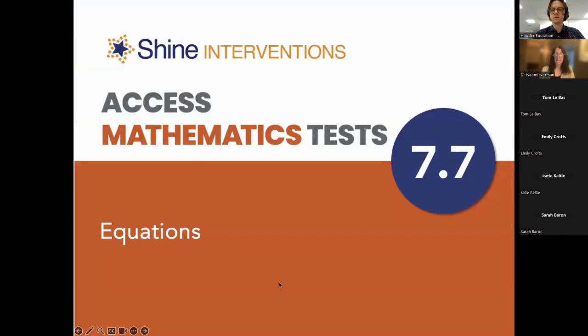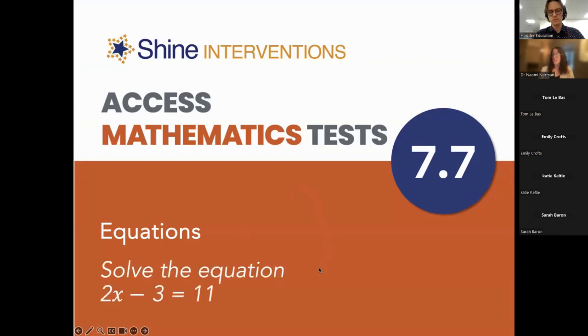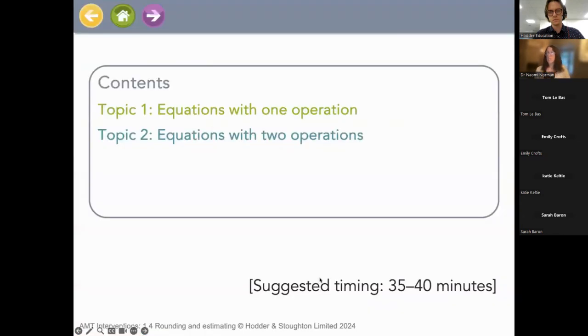Let's look at equations. And perhaps your student has ended up here because they have struggled with answering this question or similar ones on the Access Mathematics test. Once again, first of all, we start by looking at simpler examples. So equations with one operation before equations with two operations. And again, that's not exactly doing things differently yet, because that is surely what most teachers would do.